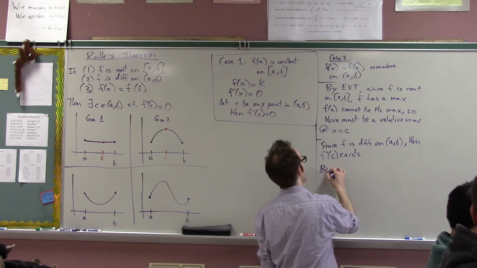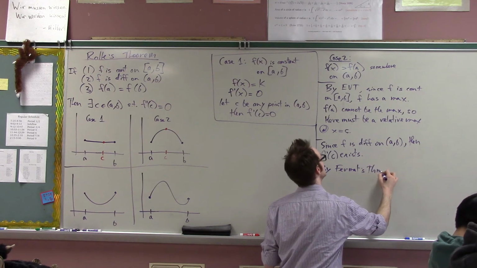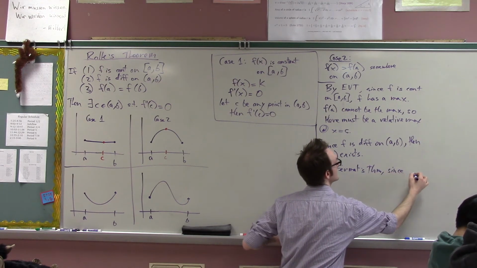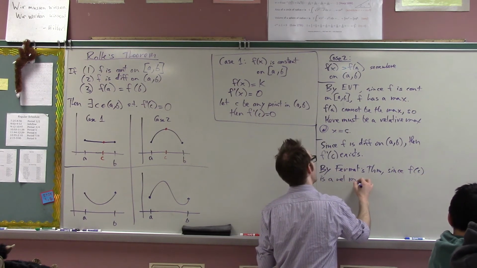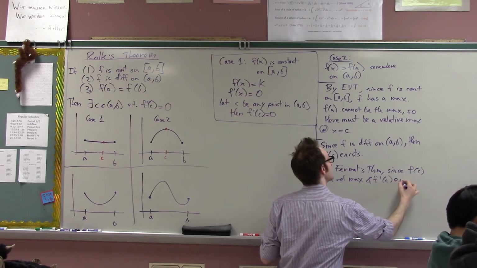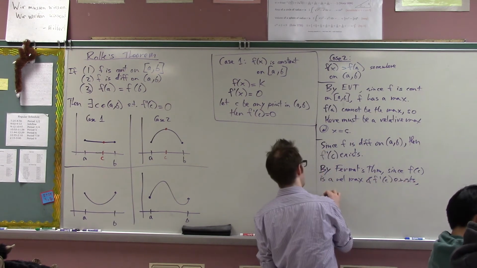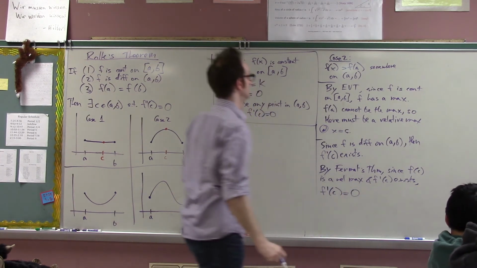So by Fermat's theorem, since f of c is a relative max and f prime of c exists, f prime of c has to be 0.